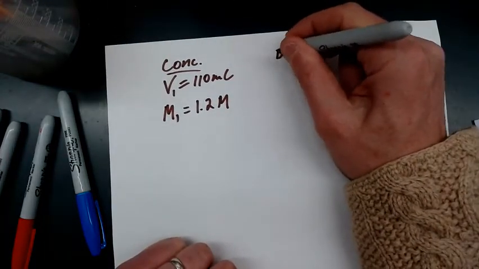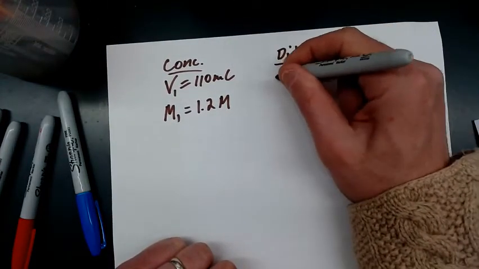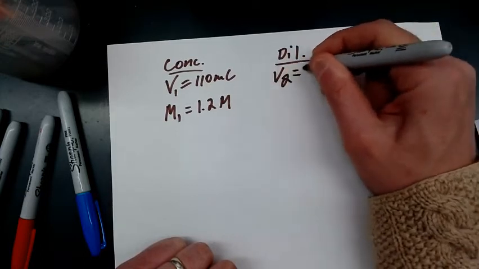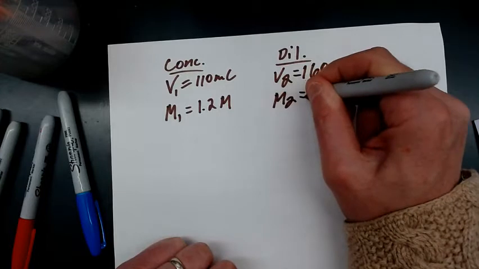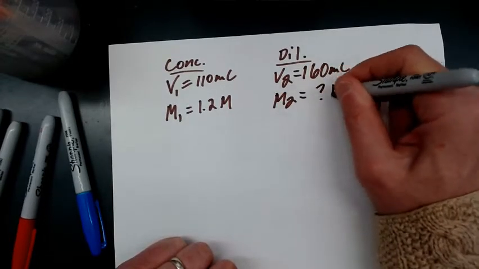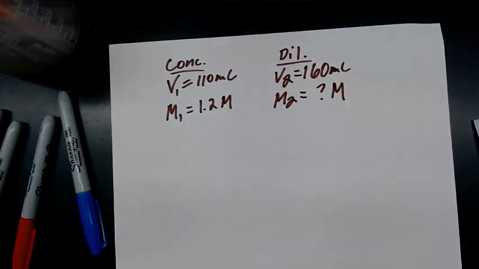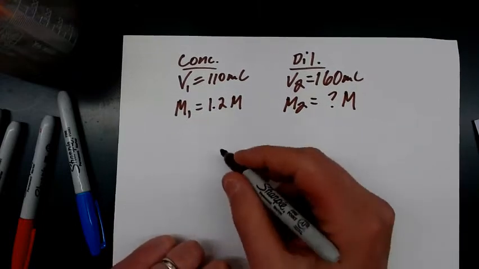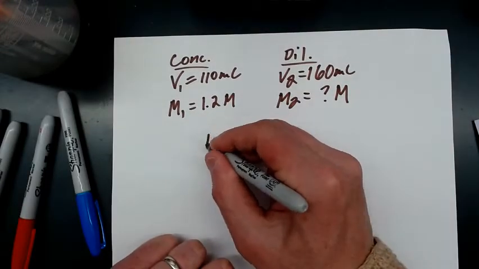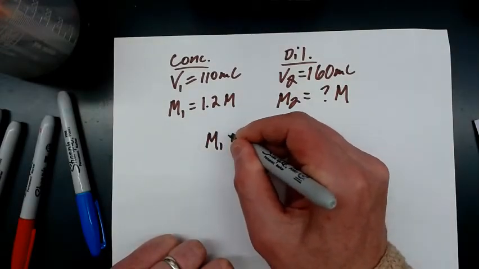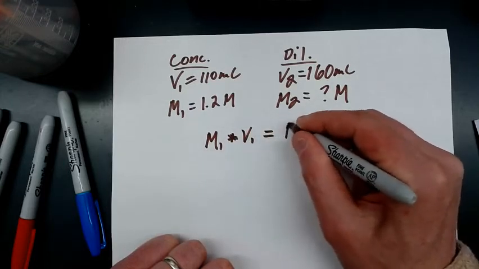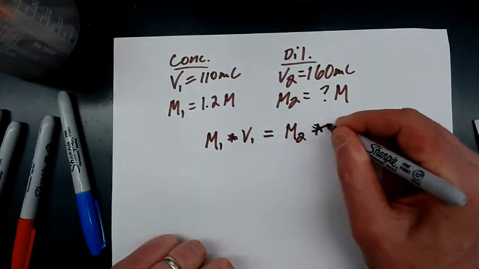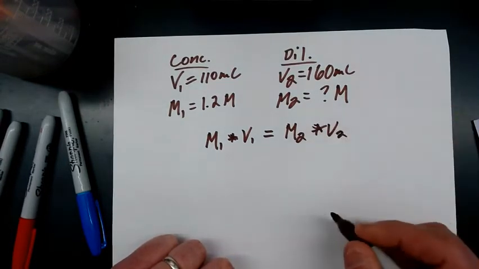And we know the dilution. What do we know about that? Well, we know the volume, or we'll call it V2, is 160 milliliters. And what we're trying to find is the M2, or the molarity of this dilution. So it's a fairly simple calculation. You take your molarity, you multiply it by your volume, and you set that equal to the molarity of the second times the volume of the second.